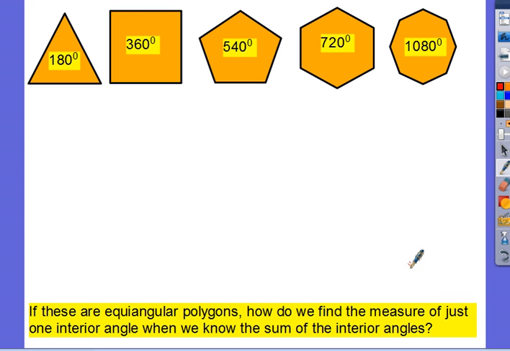How do we find the measure of just one interior angle? If we know the sum of the interior angles, you just divide by the number of sides there are. If we know in a triangle there's 180 degrees, to find one angle, if they're equal angular, we just divide by 3. If all the sides are equal angular, you divide by 4, divide by 5, divide by 6, and so on.